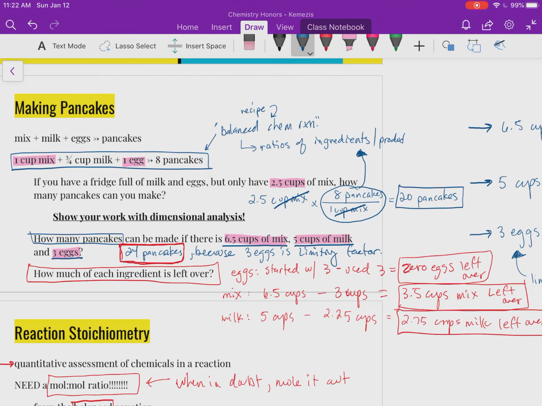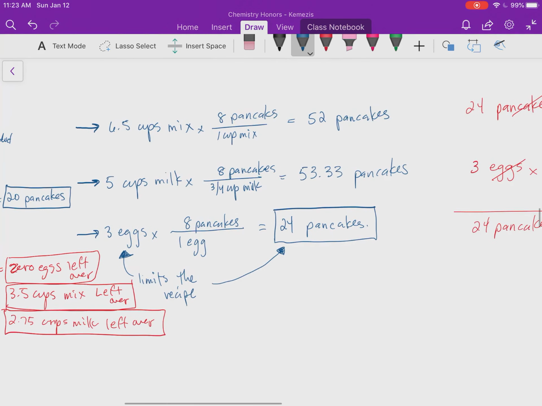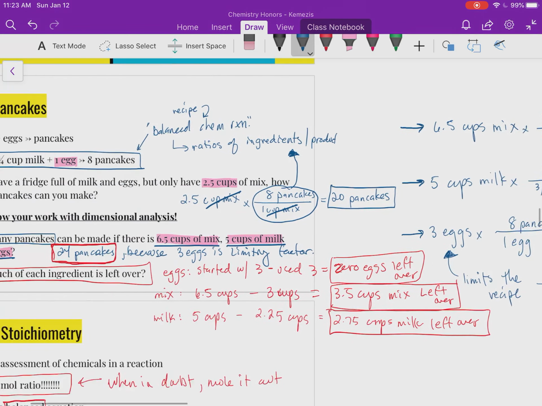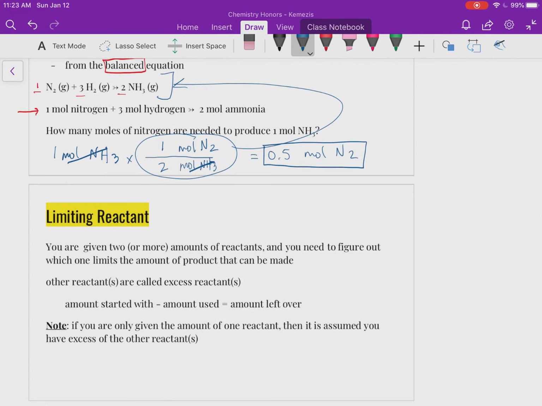If you do not have enough, the reaction will not go. I know that we can cook and create a product that is not good in the end, but in chemistry, the ratios do hold true. So even though I calculated 52 pancakes, I couldn't make that many because of the limiting factor of the 3 eggs. Whenever you start your dimensional analysis in stoichiometry, you're assuming that you used all of that amount, or made all of those pancakes. So that's why it's super important to figure out what your limiting reactant is first.